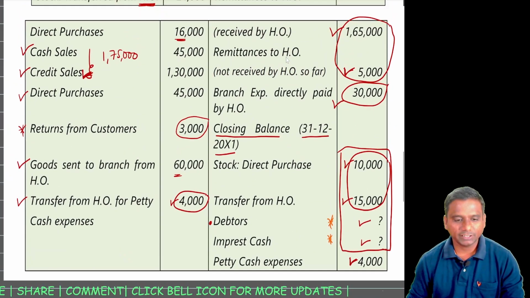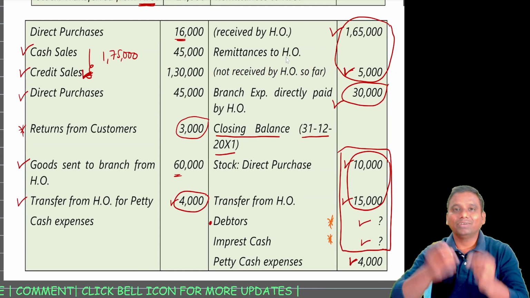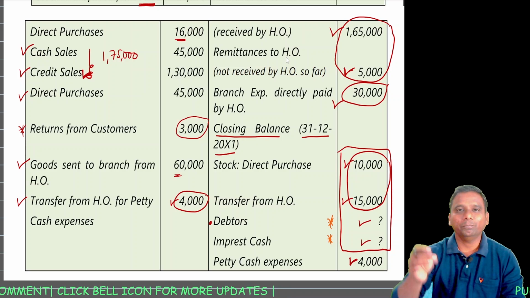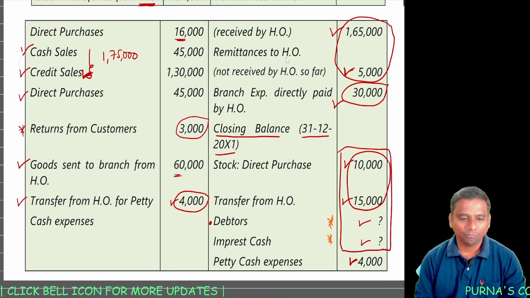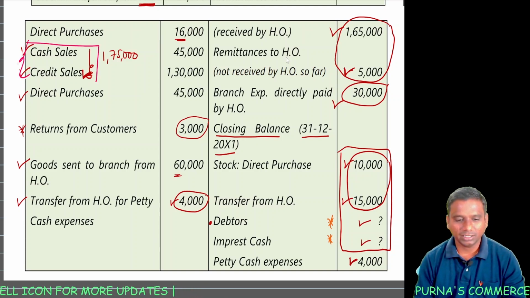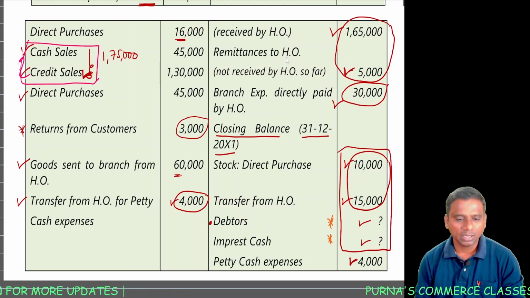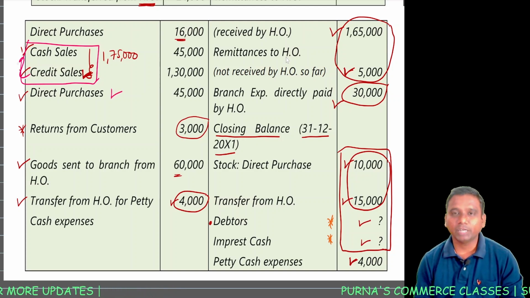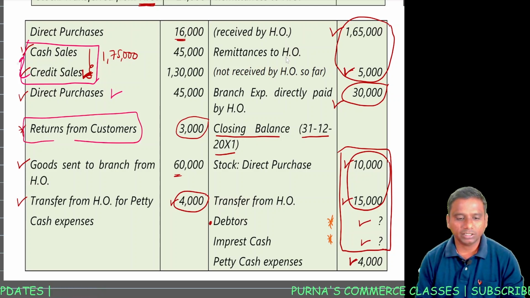Next, look at what's the next information. Cash sales and credit sales. For goods sold by branch, we will not record any entry. That's why for this we are not recording any entry, but this information is useful somewhere else. We'll see. Next, direct purchases made by branch and returns from customers also we will not take into account.